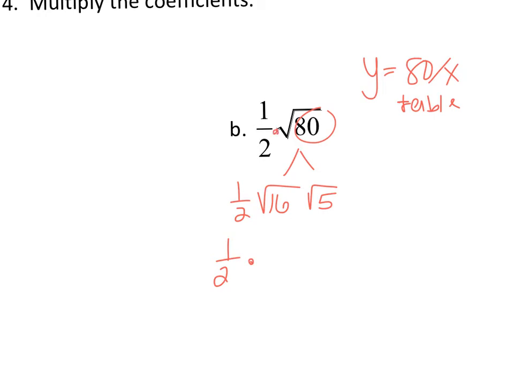It's connected by multiplication, so whatever I get out of here, I'm going to multiply by it. The square root of 16. 16 is the perfect number. I will take out 4 and square root of 5.